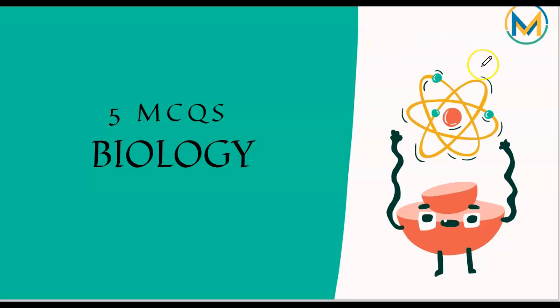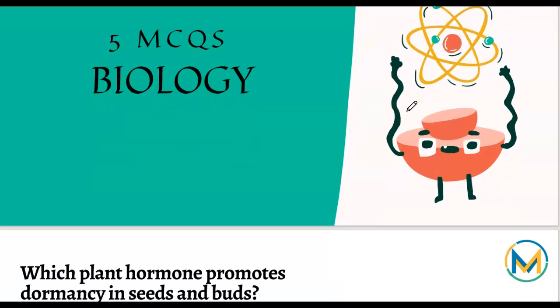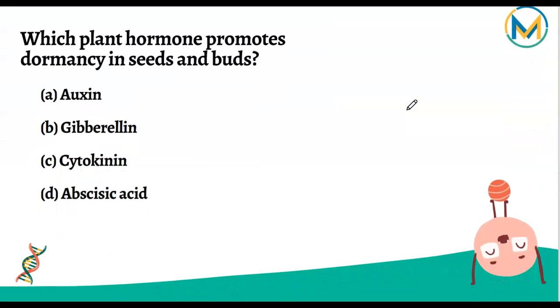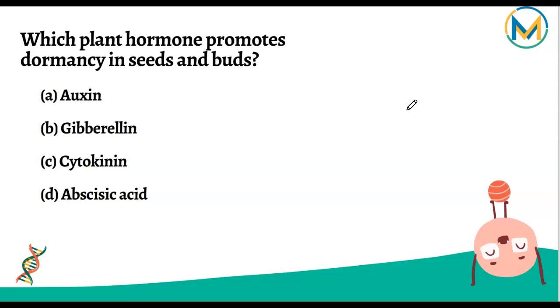We'll be doing some MCQs on this chapter called control and coordination. And here's the first question. Which hormone promotes dormancy in seeds and bud? The word dormancy means that it's temporarily inactive because of some condition, it's inactive.